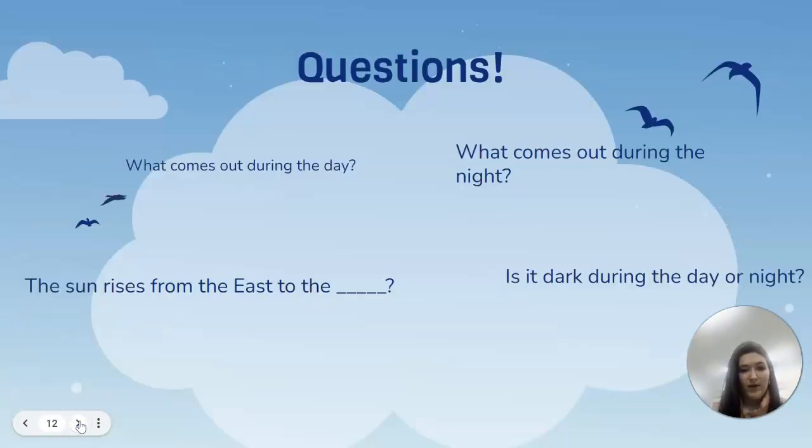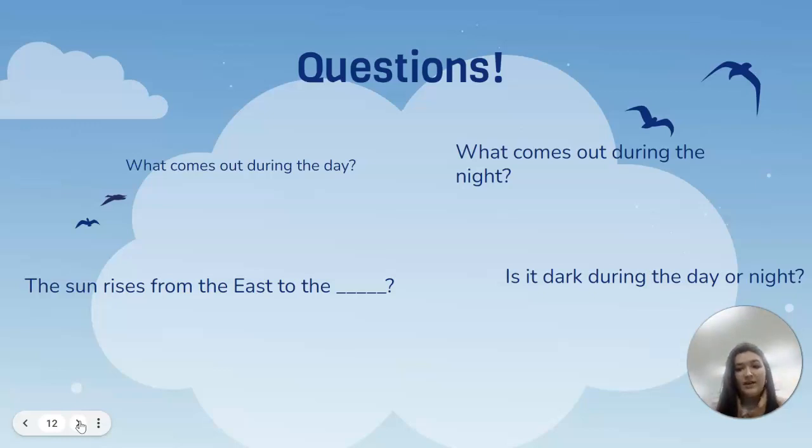All right, so we have some more questions. What comes out during the day? It's the sun, right? The moon and the stars come out during the night. Okay, and that's our next question. What comes out during the night? Repeat with me. It is the moon and the stars, right? So what comes out during the day? The sun. What comes out during the night? The moon and the stars. The sun rises in the east and sets in the... It's the west, right? Okay, so remember that's our half circle we're talking about that it looks like in the sky.